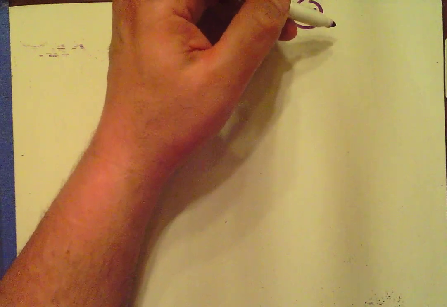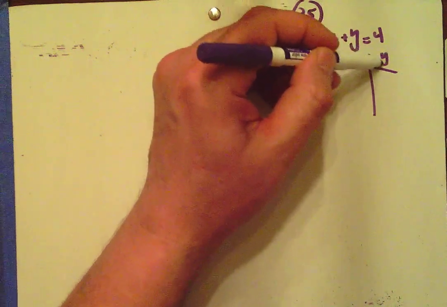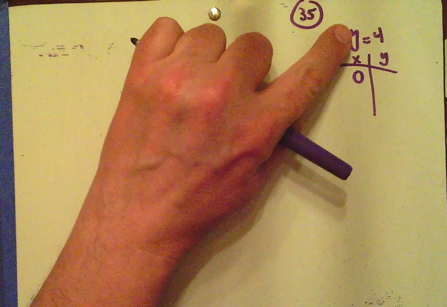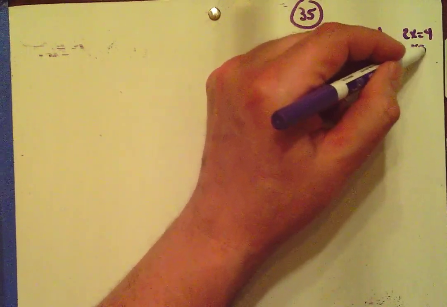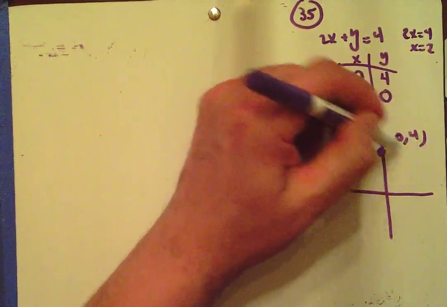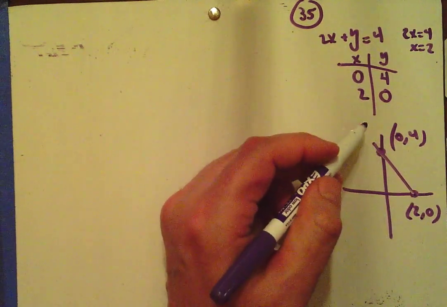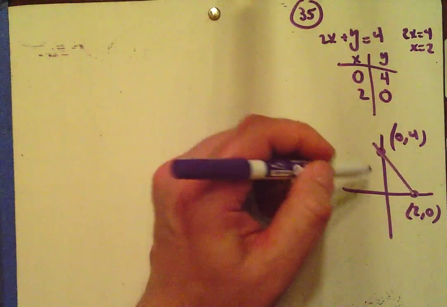35. Which of the equations is graphed below? 2x plus y equals 4. Well, if I were to graph this from standard form, I would make a little t-chart and plug in a 0 for x and find out that y is equal to 4. And if I plugged in a 0 for y, 2x would equal 4, and so x would equal 2. So I've got these ordered pairs to plot, 0, 4, and 2, 0. So my line looks like this, and that seems to correspond to choice A.